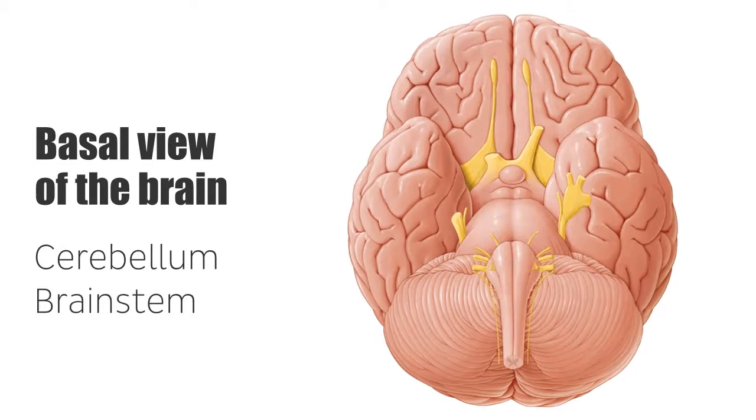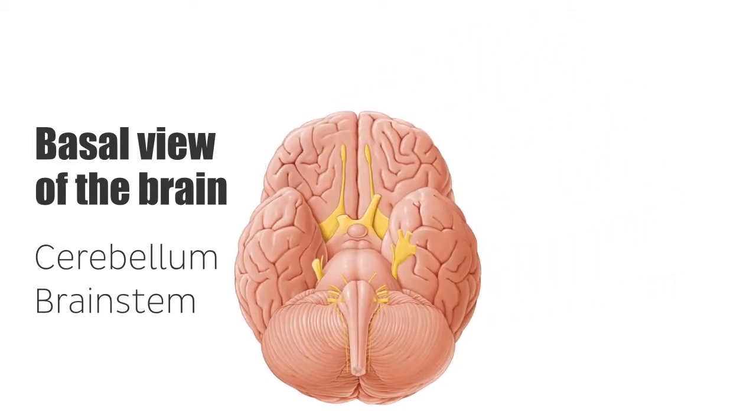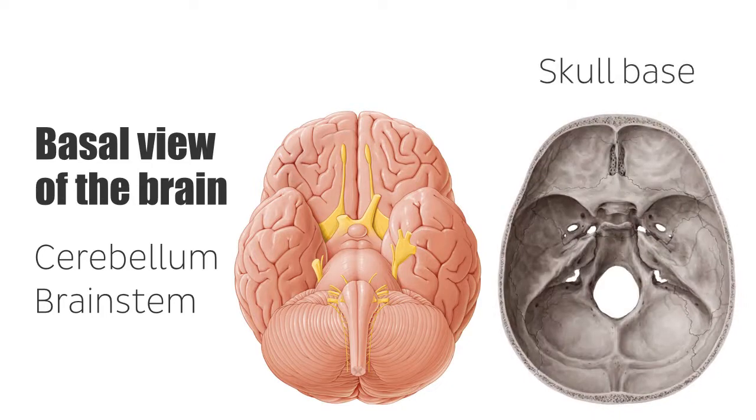Now, this area of the brain is protected by bone, specifically the base of the skull, as you can see here on this image on the right side. So the most anterior portion of the brain, which is this part here, will be located in this area of the base of the skull, which is known as the anterior cranial fossa. Then you see here that the temporal lobes are going to be located in this area, which is known as the middle cranial fossa.